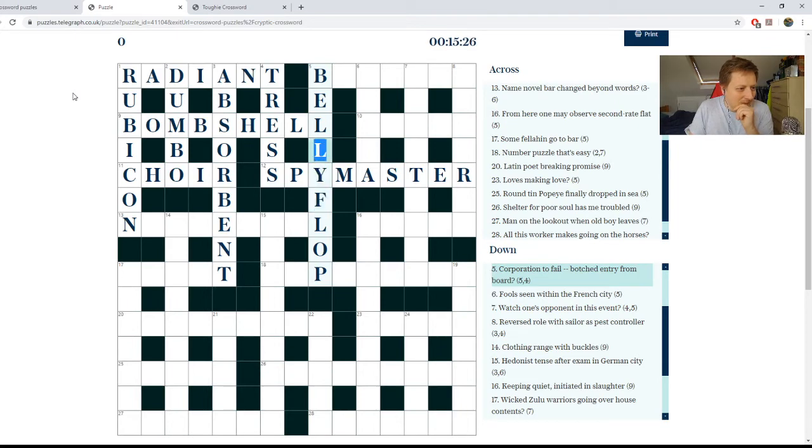But why belly? Botched entry is B? A botched entry from board. That's your belly flop. A flop is to fail. Is a corporation a belly? Why is belly corporation? I mean, Shufki just says belly is corporation in it. I don't really understand why. Anyway, it's definitely belly flop.